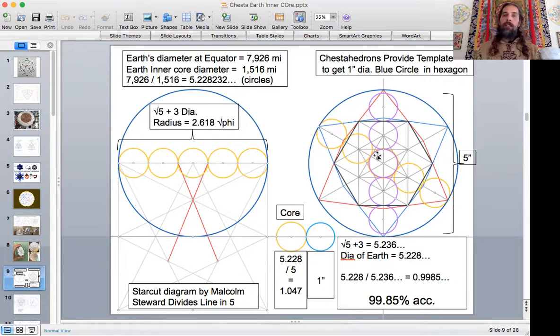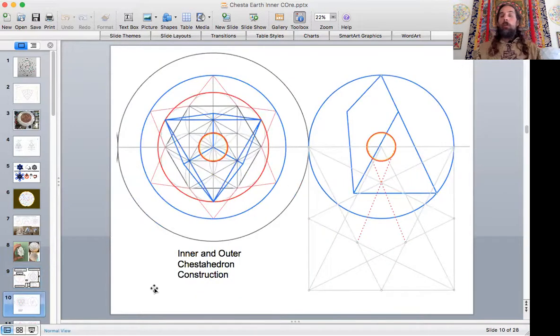So that's the Earth, that's the core, and that's how I went about doing that. So we're at 99.85% accurate, but that only solves the problem of, remember I mentioned we got this outer Chestahedron. Now this blue circle is the Earth. And we also have an inner Chestahedron, because remember, we want to put the Chestahedron back in the Earth. When we're looking at it this way, these points don't look like they're touching.